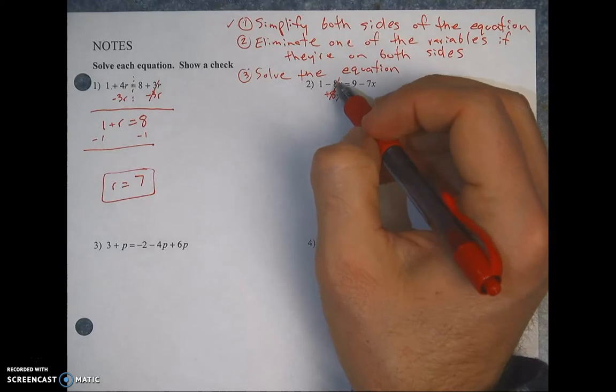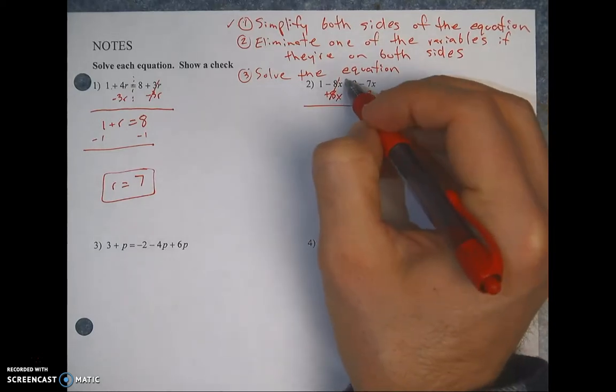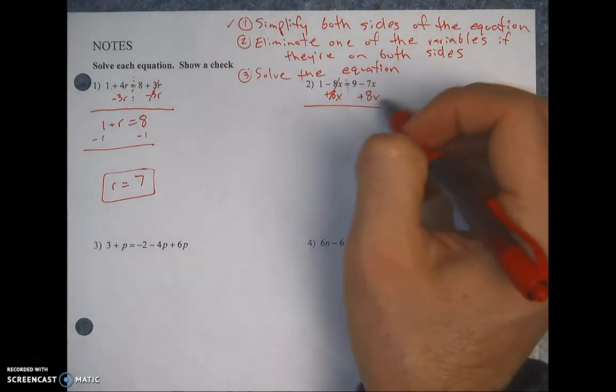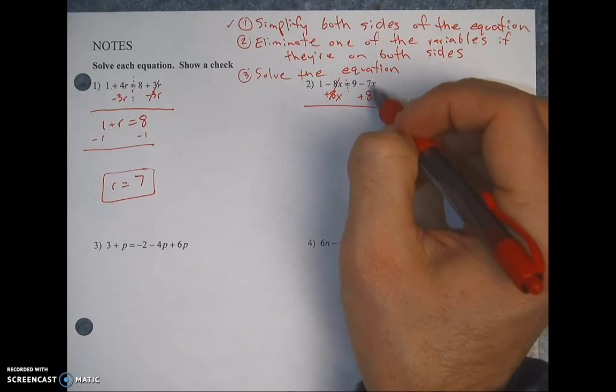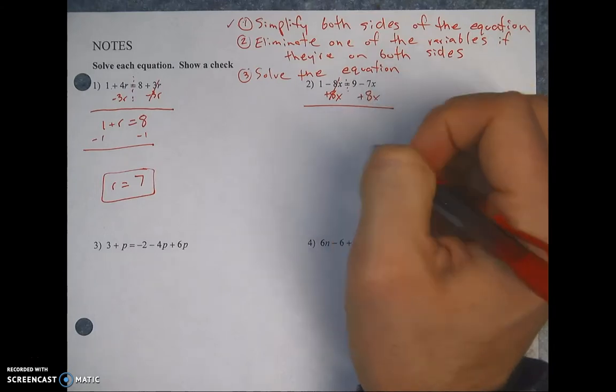So I need to add 8x to get this to a 0. I need to do the same thing on the other side of the equal sign. Now, it's going to be added to this entire side, but you want to put it directly underneath the term that it's interacting with. So I know the x and the x are going to interact, so I'm going to put it under that instead of putting it under the 9.